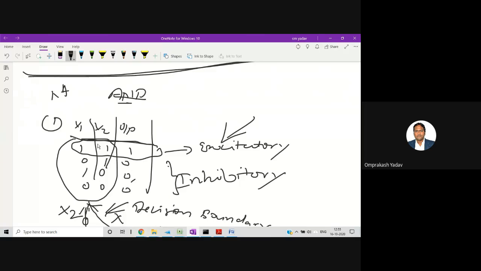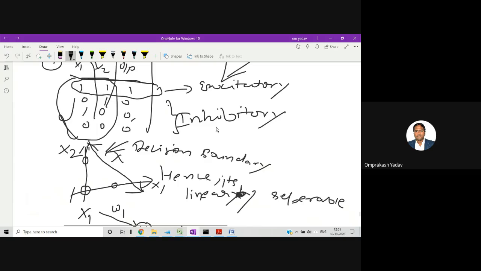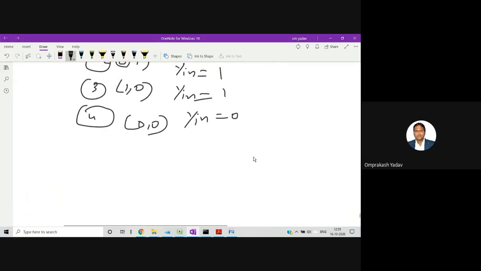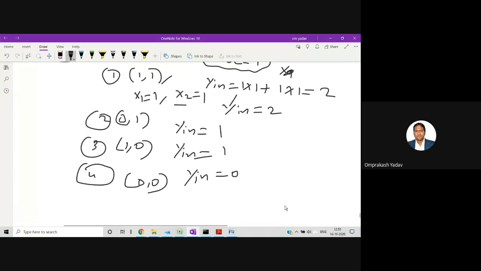excitatory signal for the first case, that is for the pair 1 1, and for the rest of the 3 cases we are getting inhibitory. So from our calculation, we have to check if we select a certain threshold value theta, whether we are able to separate this first case from the rest of the cases or not. So this is our task. Now what threshold must we choose so that we can easily separate out these 3 cases, and the output should be only 1 and 0.